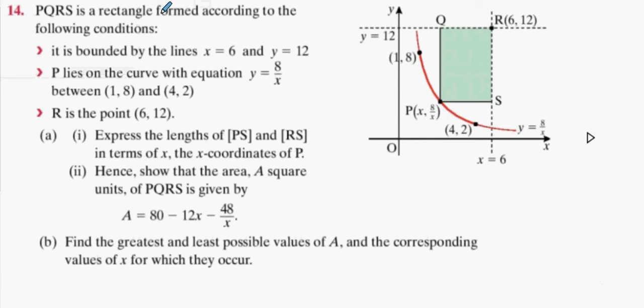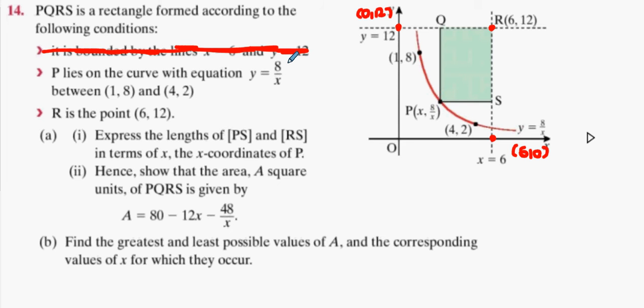PQRS is a rectangle formed according to the following conditions. It is bounded by the lines x equals 6 and y equals 12. So let's slowly eliminate all the writing. That automatically makes this point 6, 12. Automatically makes this point 0, 12. And automatically makes this point 6, 0. This information is no longer useful.